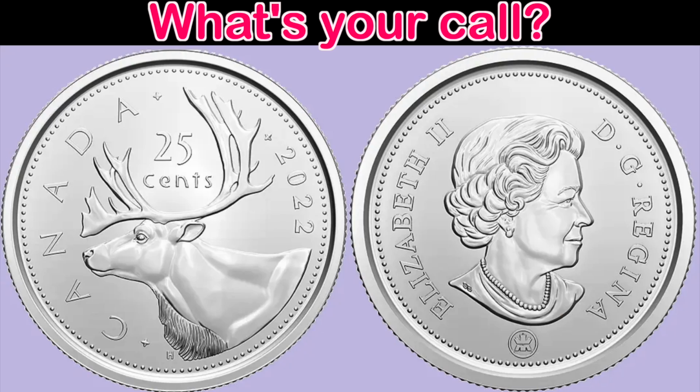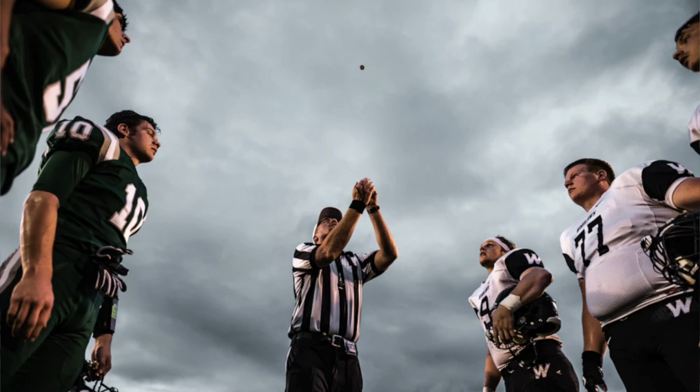So that's a toss-up. Okay, and so there's heads and tails. So you have to call whether you want heads or tails. And you can just say heads or tails. You don't need to make a full sentence. But the ref will ask you, what's your call? What are you going to call it? And say, I'm going to call it heads, or I'm going to call it tails. All right, so that's a toss-up. And so why does the ref do a toss-up? Well, because he doesn't know which side to start first.